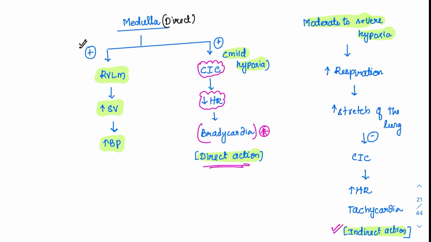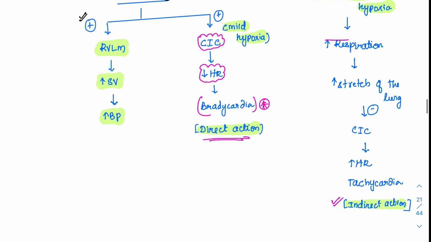But more than that, hypoxia is a very good stimulus for respiration. So what happens in hypoxia? We will start breathing faster. So there is an increase in respiration which is happening in hypoxia. And this increase in respiration will be increasing the stretch of the lung. So this stretch of the lung is a negative stimulus to the cardiac inhibitory center. So the cardiac inhibitory center is inhibited, so there will be a rise in heart rate, causing tachycardia. So please remember, direct action is bradycardia, indirect action is tachycardia. But most of the times in case of moderate and severe hypoxia, we just see the tachycardia. And this tachycardia will enhance the circulation also.